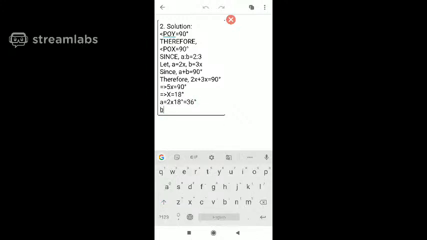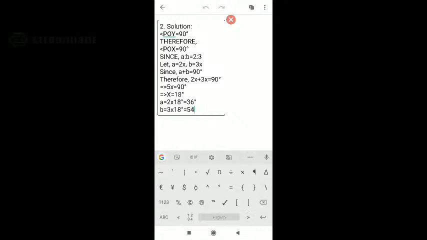and small b will be equal to 3 into 18 degree, that means equal to 54 degree. So we have got A and B, 36 and 54 degree. Now I can see we need to find out C. So B and C forming a linear pair. B plus C is equal to 180 because they are on the same straight line. So we can find from there.